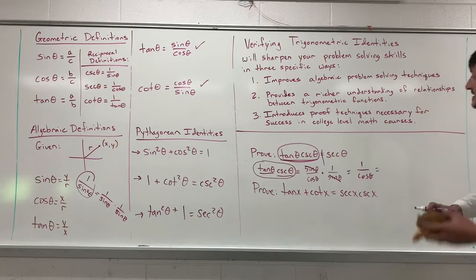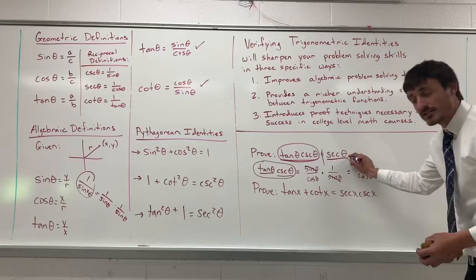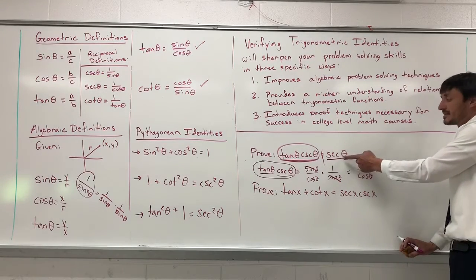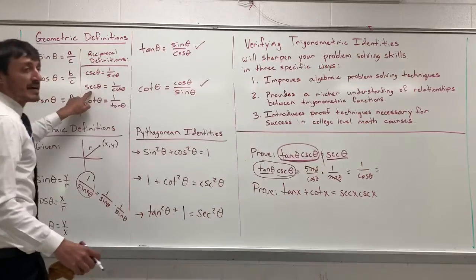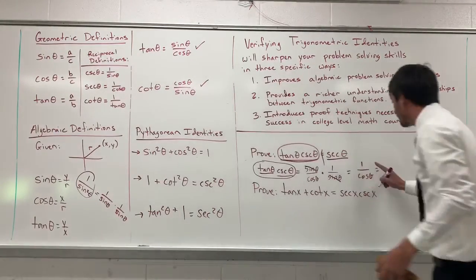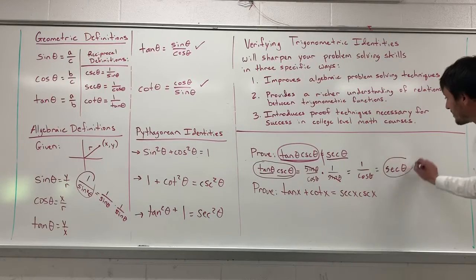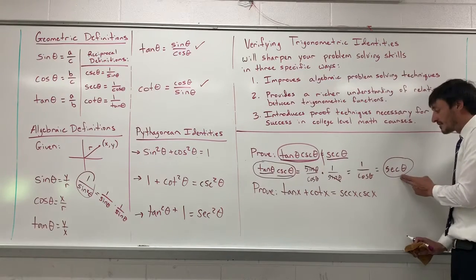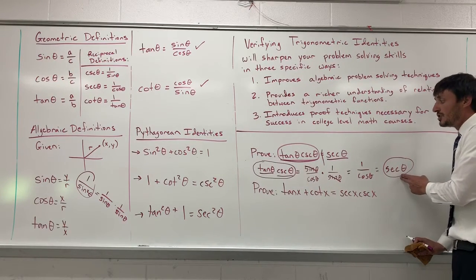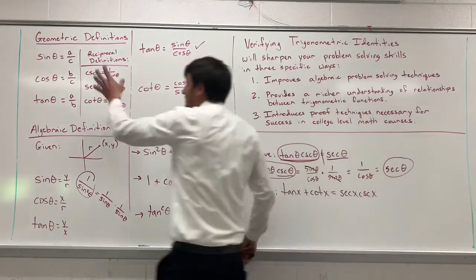And if you recognize this, don't lose sight of where you're trying to go. You're trying to go to secant of theta, so we're not done until we arrive at this point. Notice that 1 over cosine of theta is defined as secant of theta. So now we can say that 1 over cosine is equal to what? The secant of theta. And notice that we have now proven that the left side of this equation is equal to the right side of the equation using algebraic manipulation and trigonometric definitions.